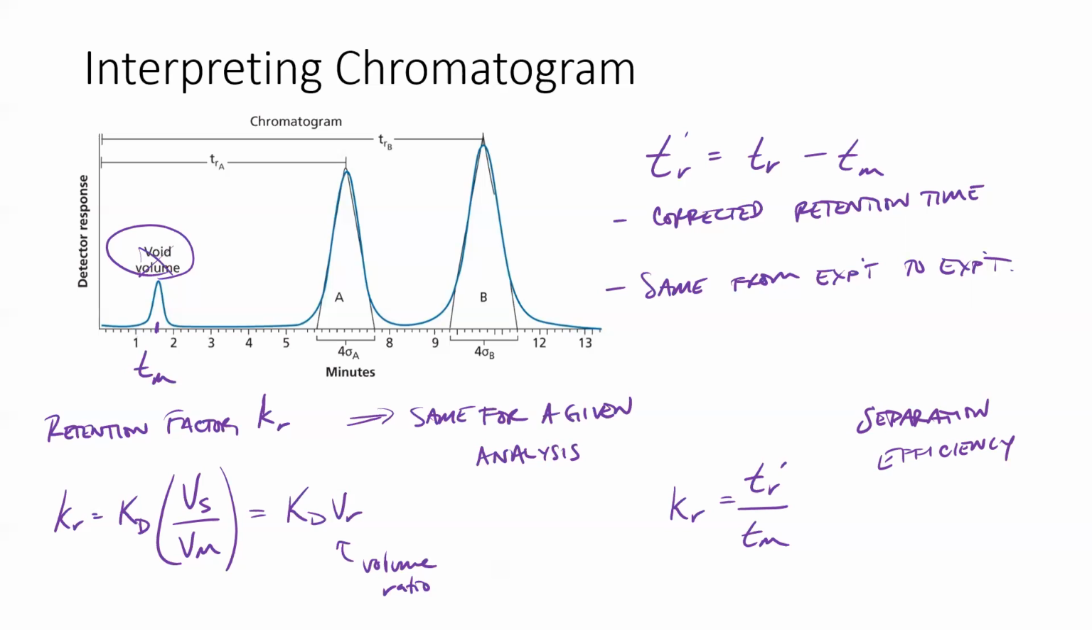Either one of those equations for Kr, if you have the chromatogram in front of you, you can calculate it using the corrected retention time. If you don't, and you're trying to figure out what it would be, you can look up some data on your column, figure out the stationary volume and the mobile volume, and figure out Kr that way.